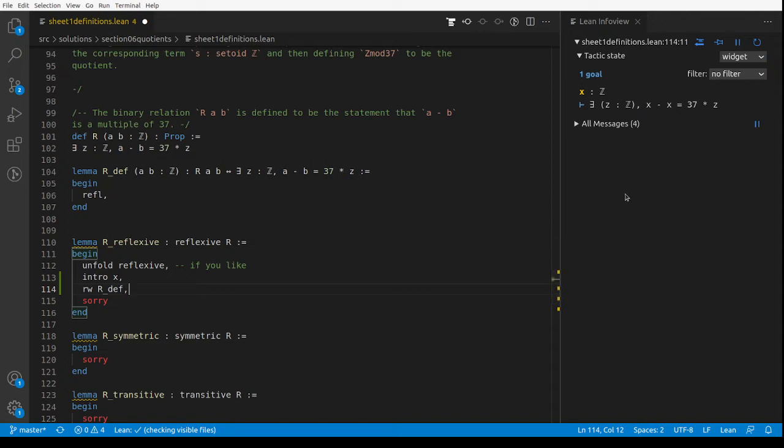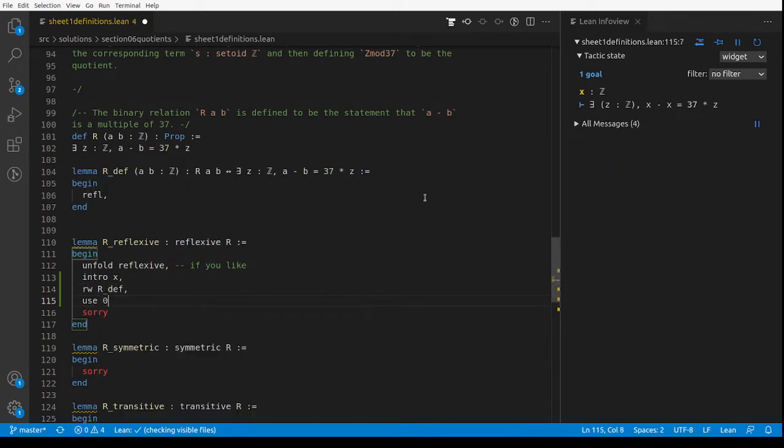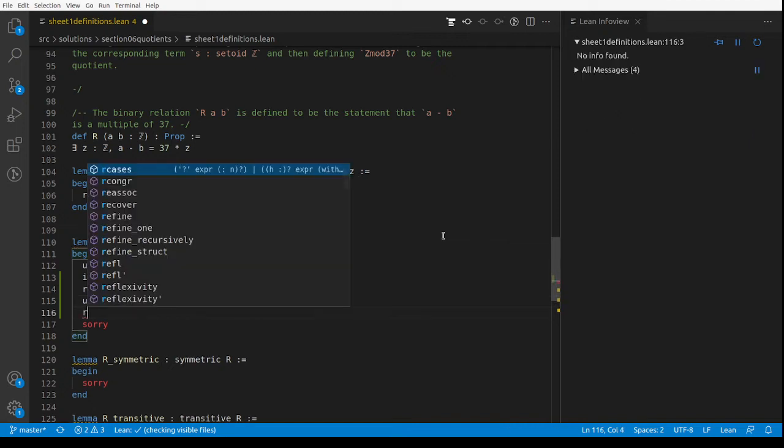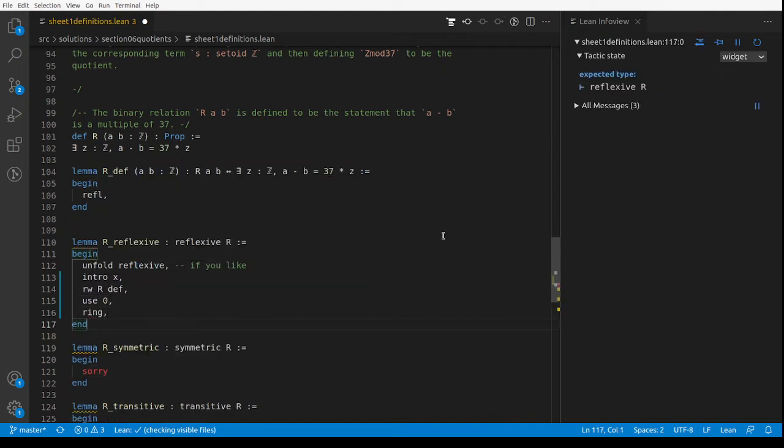what the goal is. So we've got to prove reflexivity of this relation. We've got to prove that if x is an integer, then x is congruent to x modulo 37, or more precisely, that there exists an integer z such that x minus x is 37 times that integer. But of course x minus x is 0. So the integer z should be 0, so we can use 0. And now we've got to prove that x minus x is 37 times 0, and that's the kind of thing that the ring tactic should be able to do. So that's the proof of that.